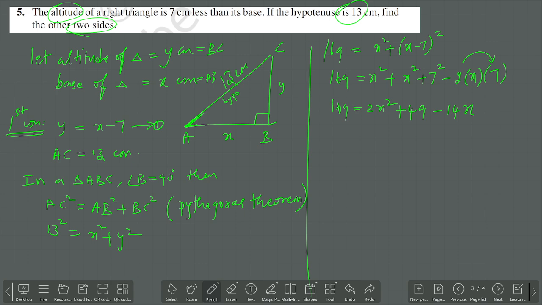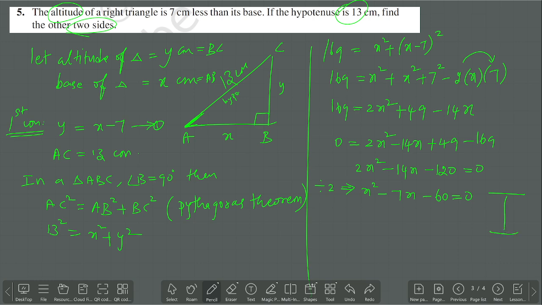X square value should be positive. Already it is positive. Then let it be on the same side. 169 you take to the right hand side. Then when you take it to the right hand side, left hand side is 0. 2 times x square minus 14x plus 49 we have. When you take 169 to the other side it is minus 169. I have to subtract, and I am getting minus 120. That is common too. Then divide by 2 on both sides. What am I getting then? X square minus 7x minus 60 equal to 0.